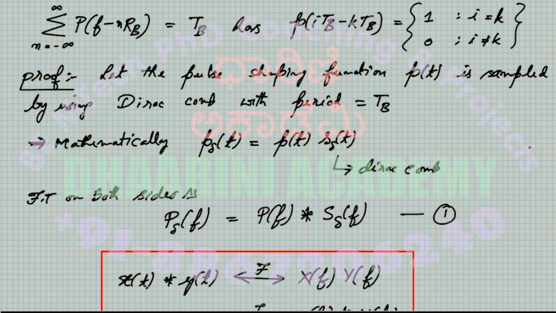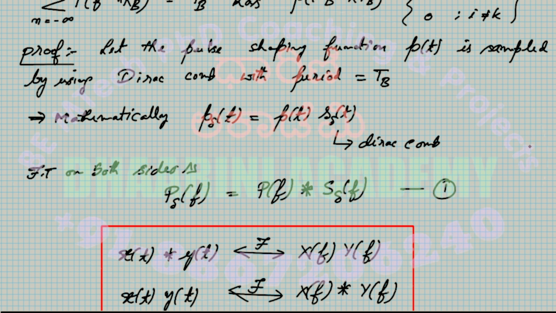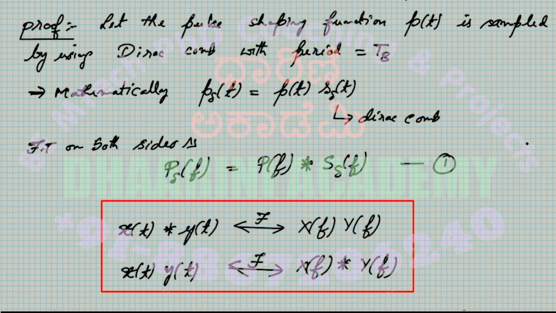All right. So we start the whole concept from sampling the pulse shape, right? So let us say we have a pulse shaping function denoted by p of t.